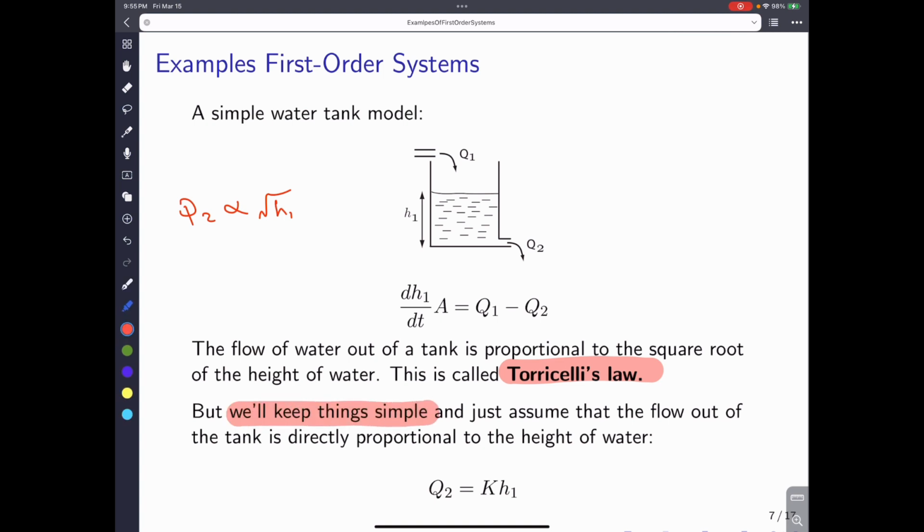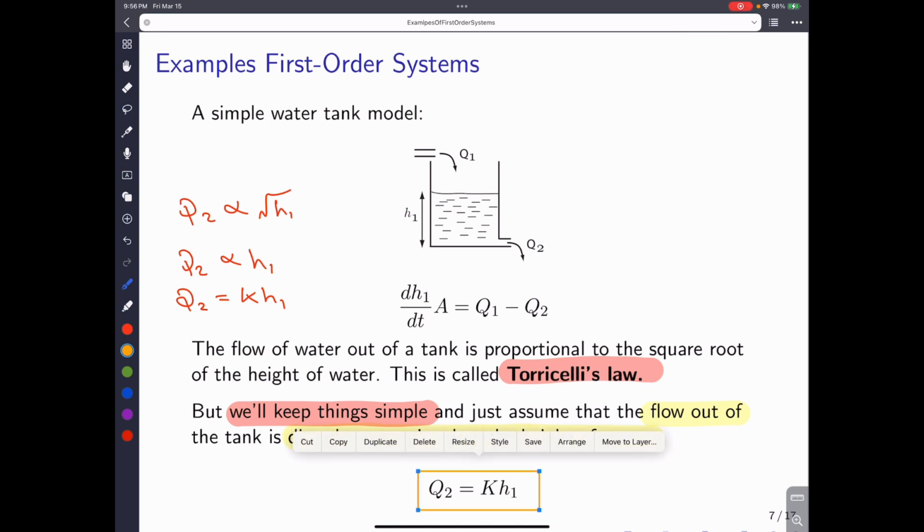Okay, we're going to keep things simple, and I'm just going to assume that the flow of water out of the tank is directly proportional to the height of water, right? So we keep it simple. So instead, I will assume that Q2 is directly proportional to the height of water. Now that's not a bad approximation. In fact, when the tank is fairly low, that probably works out quite well. But we'll keep things simple by just making that relationship. And if it's proportional, of course, that means it must equal some constant times H1. And in fact, that's what I've got here. Okay, so that's our relationship for Q2.